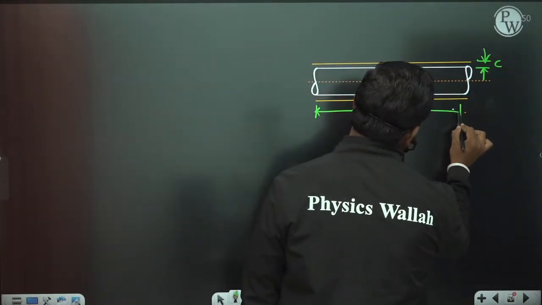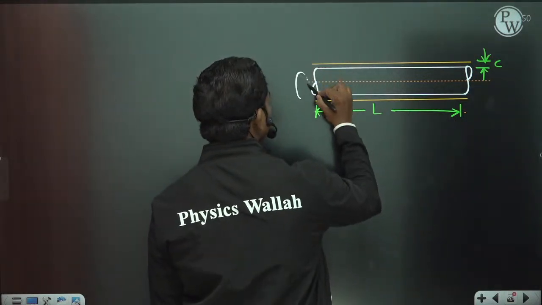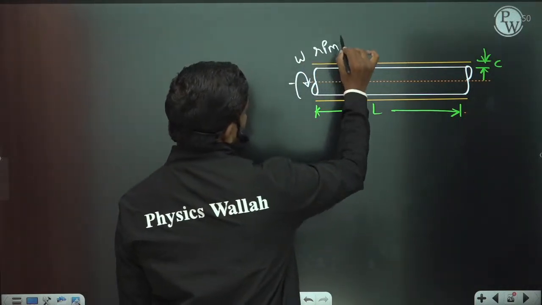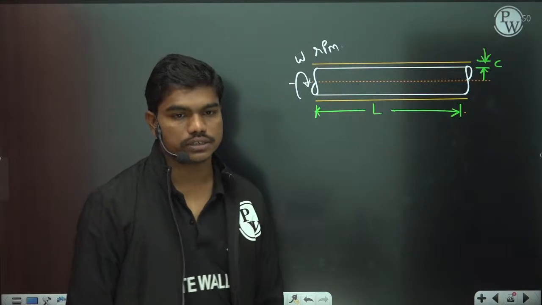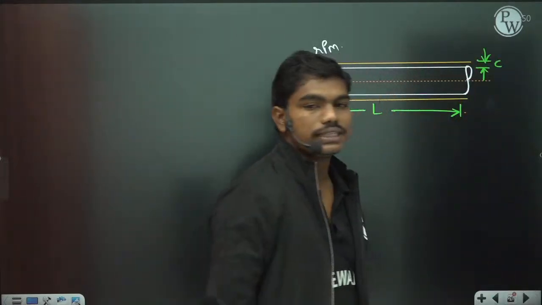So the length of the shaft is L. Now this shaft is rotated at some omega RPM. So they are asking what is the torque that is required, correct? So power, I think power they have asked. So the power used in this frictional resistance.